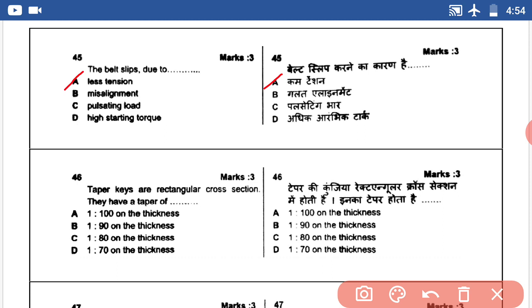Question number 46. Taper keys have a rectangular cross section. They have a taper of dash. 1 in 100 on the thickness. Answer A.